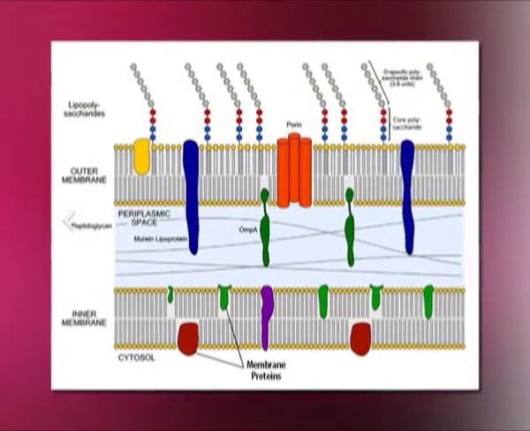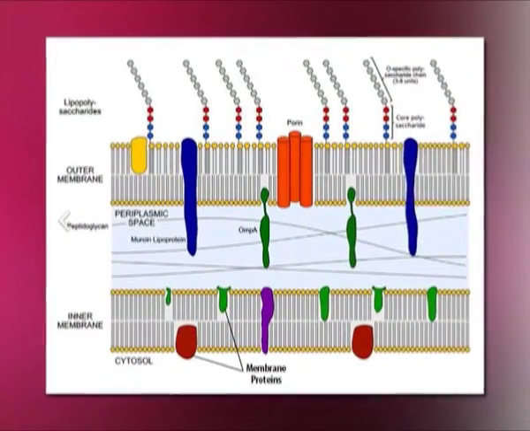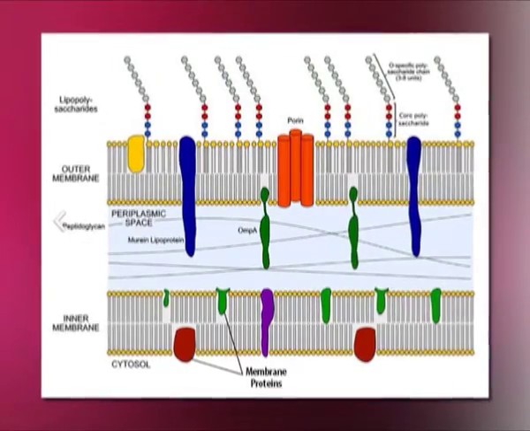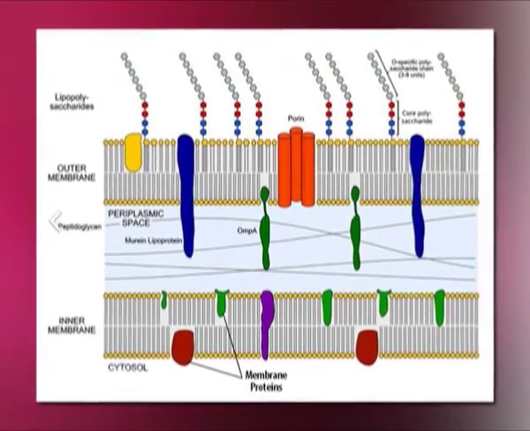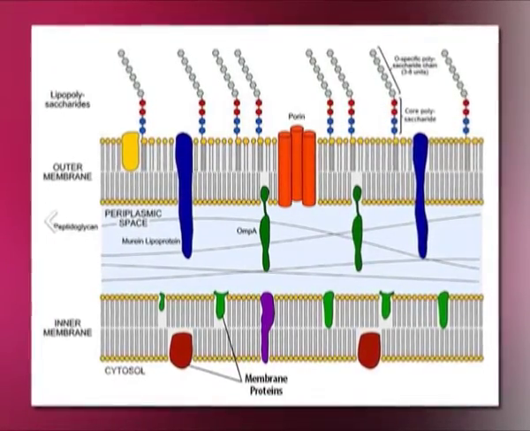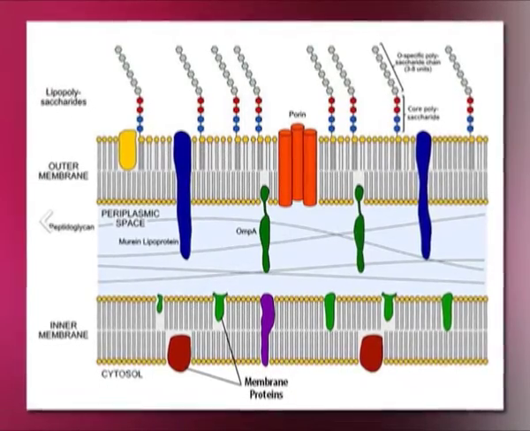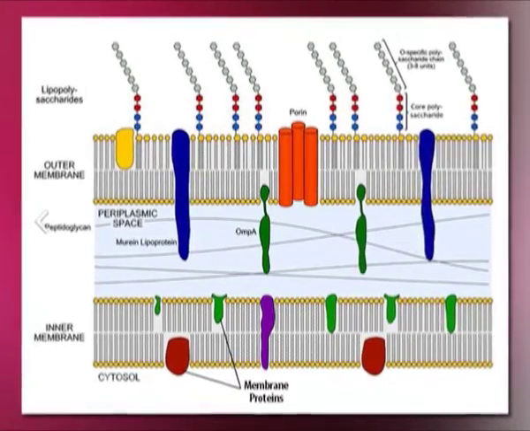The lipopolysaccharide component of the outer membrane consists of sugars that function as antigens and lipid A, which is an endotoxin. Endotoxin causes fever and shock.